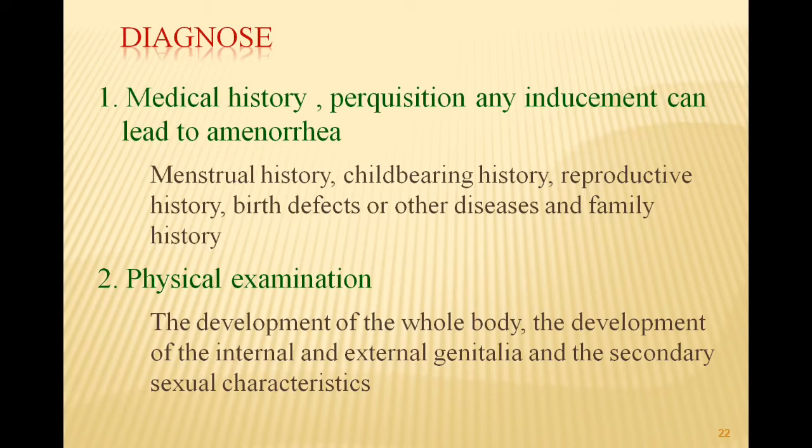Diagnosis. The most important part of the diagnosis of amenorrhea is the etiologic diagnosis. And the first thing we must do is take the medical history, including menstrual history, childbearing history, reproductive history, birth defects or other diseases, and the family history. Then a detailed physical examination, including the development of the whole body, the internal and external genitalia, and the secondary sexual characteristics.